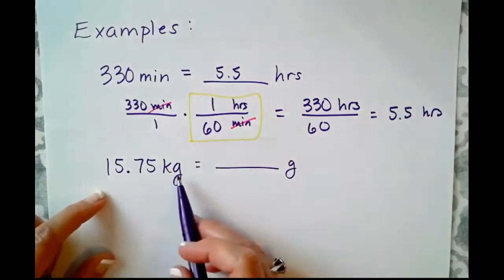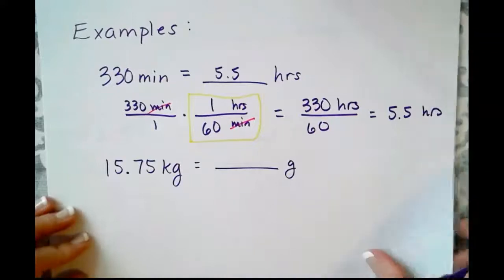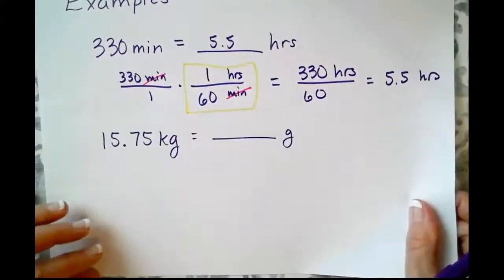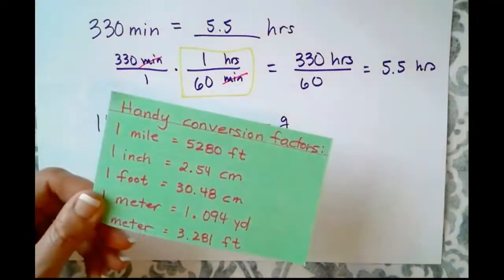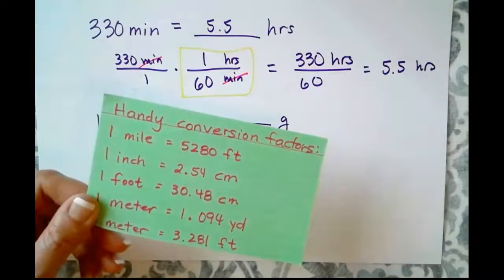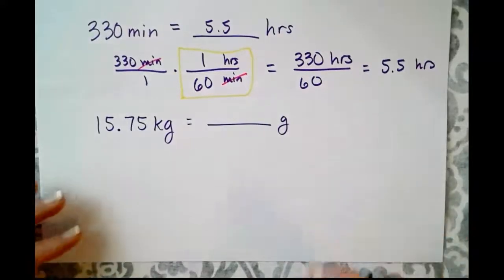15.75 kilograms equals how many grams? So we're going to use our unit multiplier, and if you need to look up the metric scale and find out how many kilograms, or the other way around, how many grams are in a kilogram, you can do that. I would suggest keeping a note card with some handy conversion factors on it. I actually know that there are 1,000 grams in a kilogram, so I'm going to use that now.